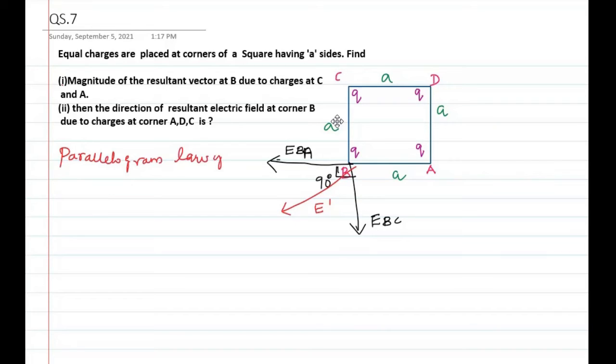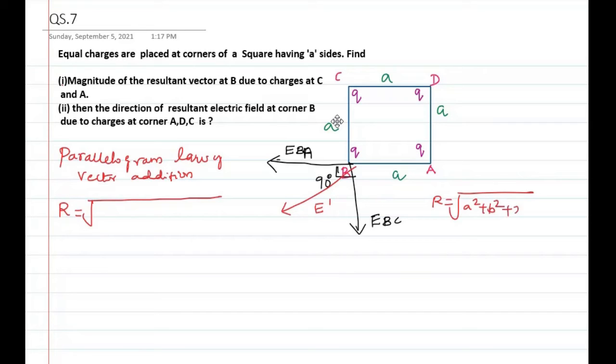Law of vector addition. What is the resultant vector magnitude? So R is equal to root of A square plus B square plus 2AB cos theta, that is the formula, right? Here theta is equal to 90 degrees. Now we can substitute.